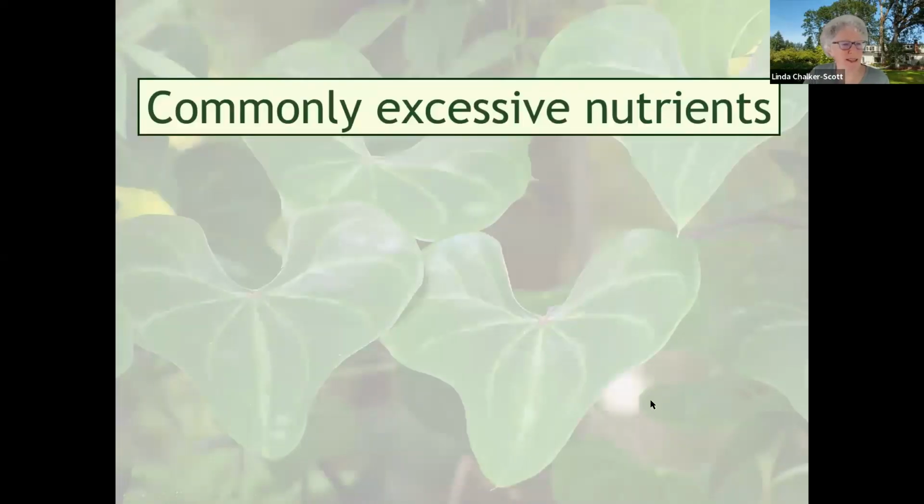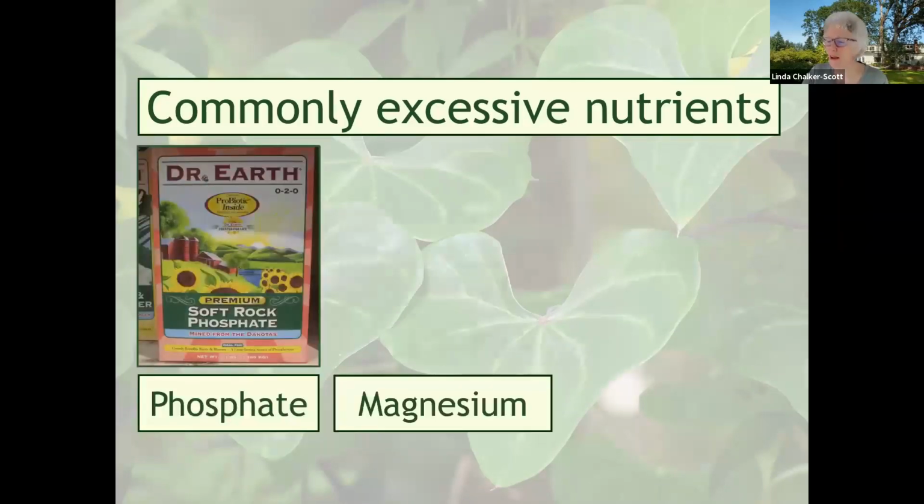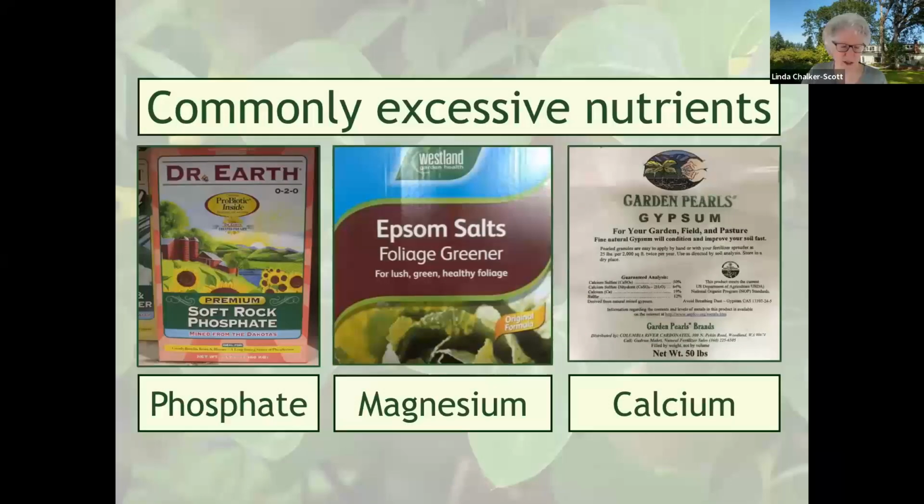So in terms of commonly excessive nutrients, the big three are phosphate, magnesium, and calcium. And we are programmed to add these things because they're marketed heavily, and we're told we need to do these things for our plants for specific things. We're told we need to add phosphate to make sure that our plants fruit and have lots and lots of flowers. We need to add magnesium to have lush, green, healthy foliage. We have to add calcium so that we have improved soils.